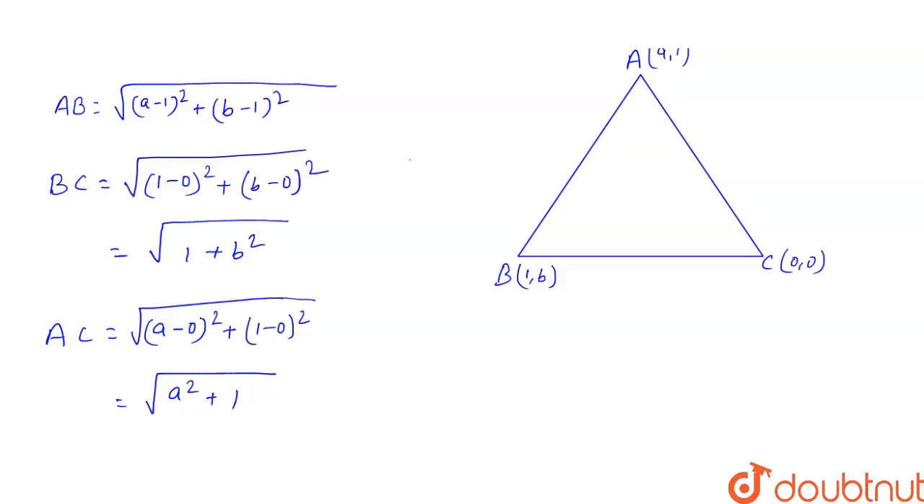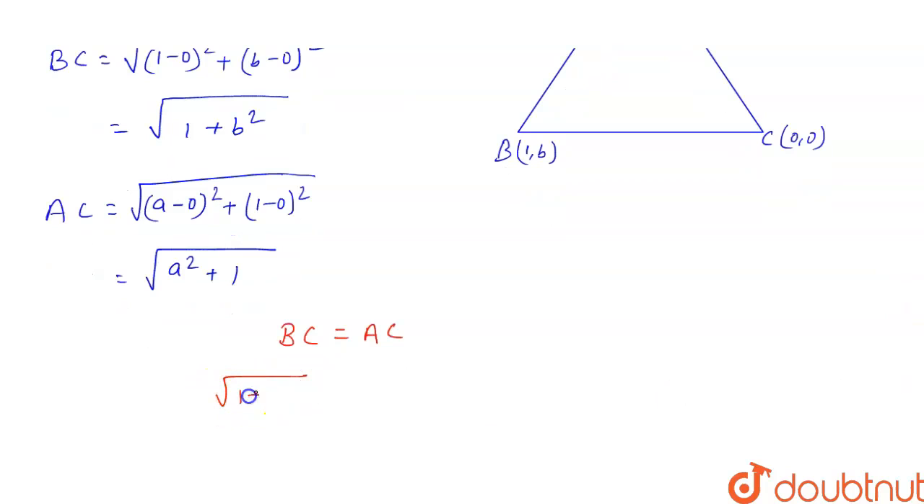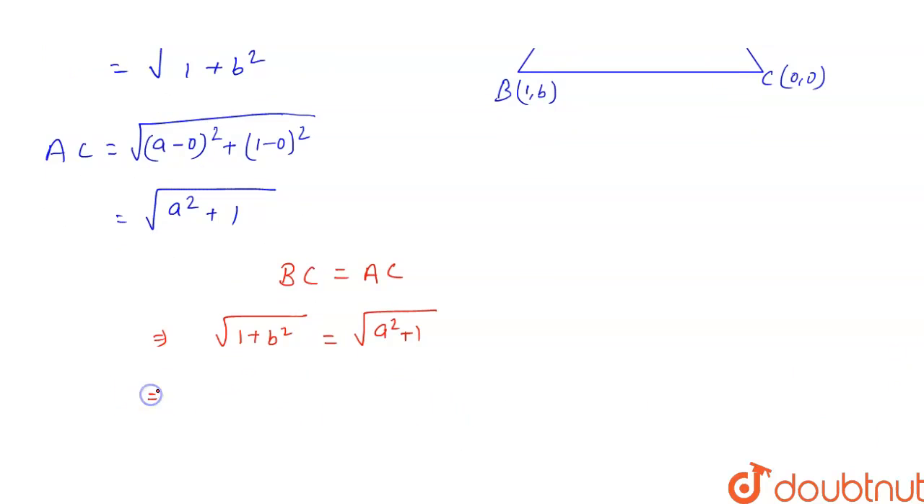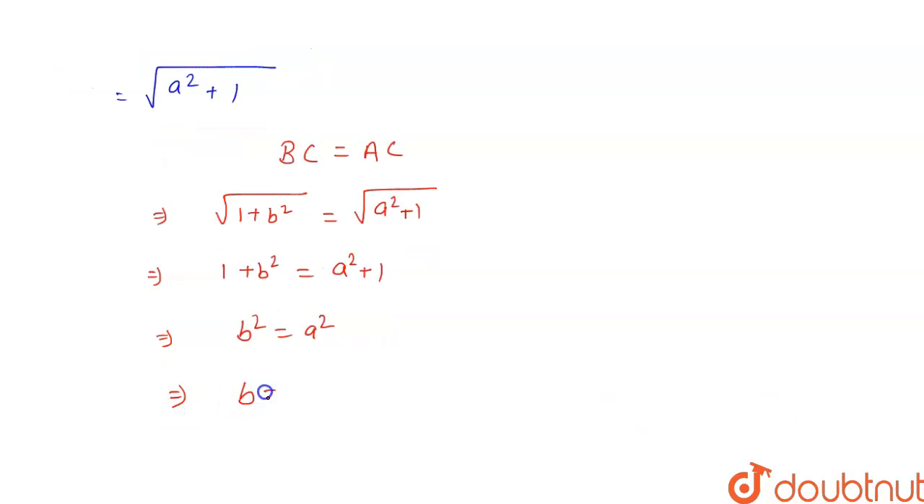All are equal because of the equilateral triangle. Means you can say BC will be equal to AC. What is BC? Under root 1 plus b square will be equal to AC, which is under root a square plus 1. Squaring on both sides, 1 plus b square will be equal to a square plus 1. 1 will be cancelled out. So you can say b square will be equal to a square, or you can say b will be equal to a. Means we got one relation.